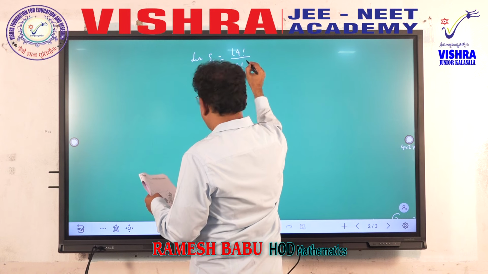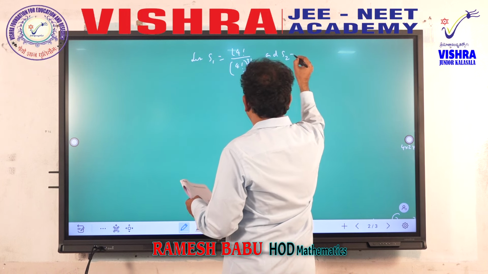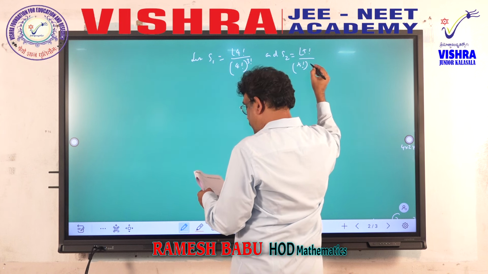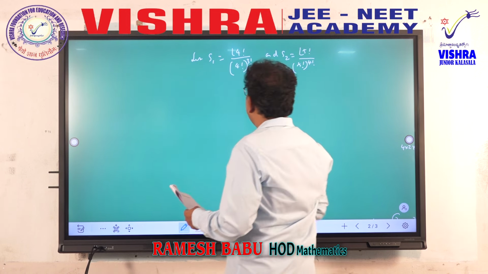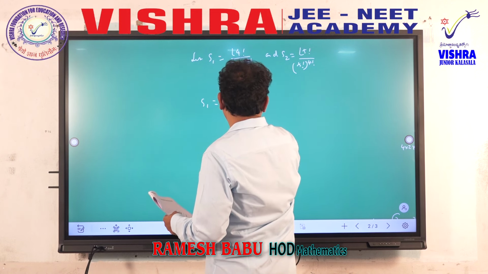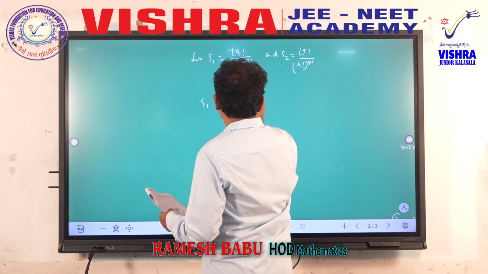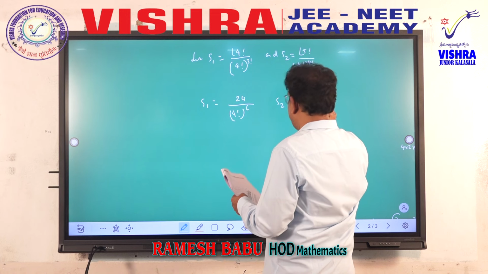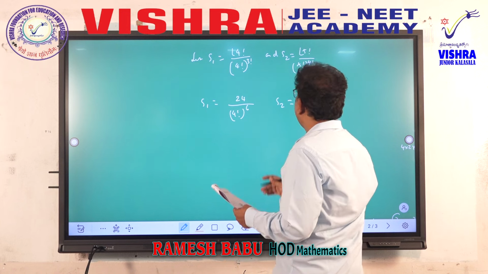Let S1 is equal to 4 factorial whole power 3 factorial, and S2 is equal to 5 factorial whole power 4 factorial. Now here 4 factorial is equal to 24, so S1 is 24 by 4 factorial whole power 3 factorial, which means 6. Here S2 is equal to 5 factorial, that is 120, by 5 factorial whole power 24.